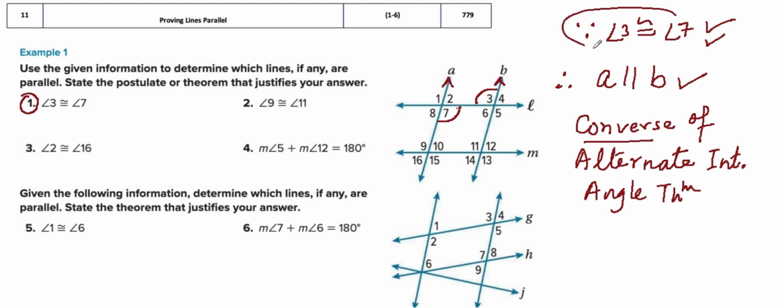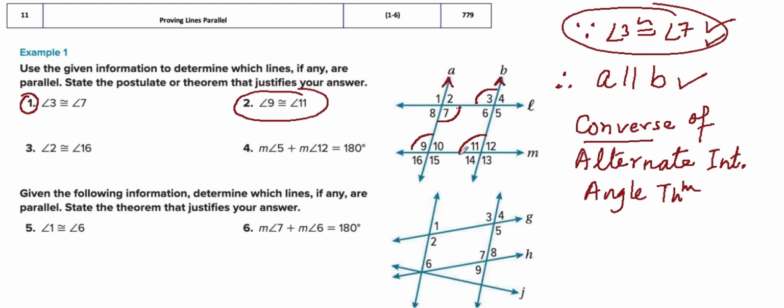If the corresponding angles, alternate interior angles, or alternate exterior angles are equal, then we write the word converse. Similarly, 9 equal to 11. If you see 9 and 11, they are corresponding. So A is parallel to B, simply you will write because 9 equals 11. So therefore, A is parallel to B because of the converse of the corresponding angle theorem.